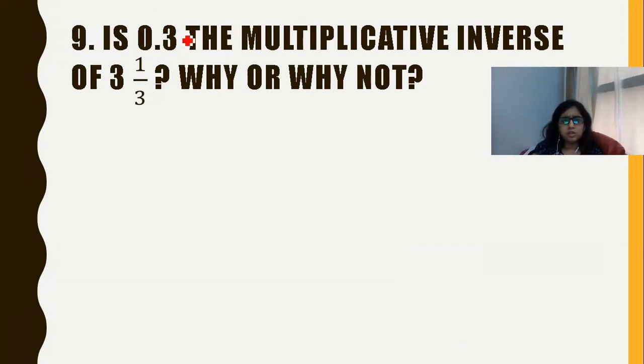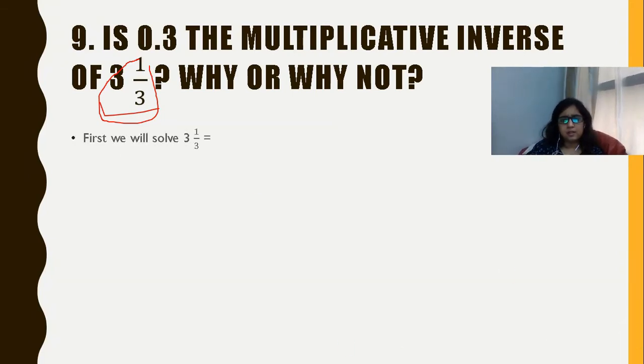Our question is: is 0.3 the multiplicative inverse of this number, that is 3 1 upon 3? Why or why not? We have to find out whether 0.3 is the multiplicative inverse of this number. First we will solve this number. How will we get the numerator value?